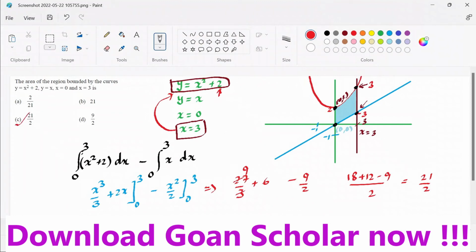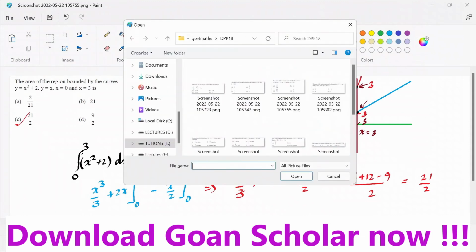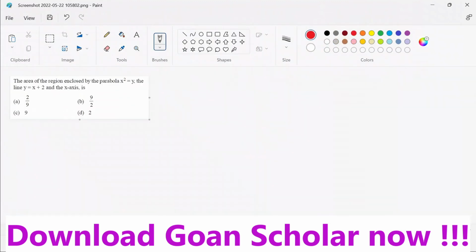Okay. Let's move to our next question, question number 4. Let's see question number 4 here. The question says, pay attention, find the area of the region enclosed by the parabola, very simple, and the line.